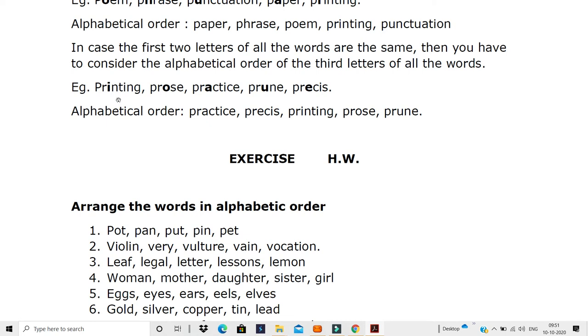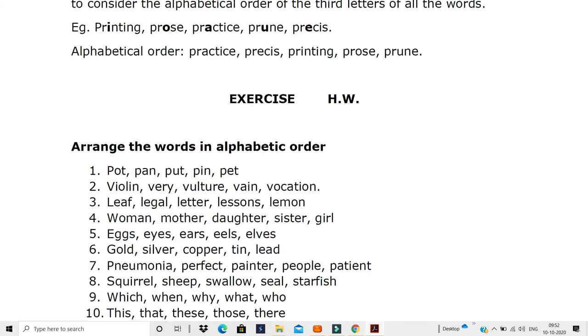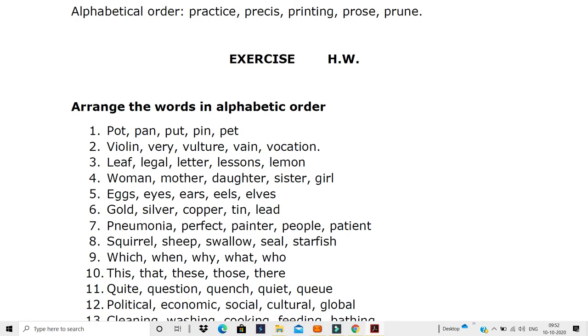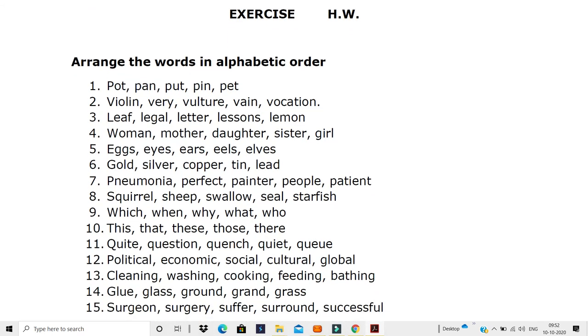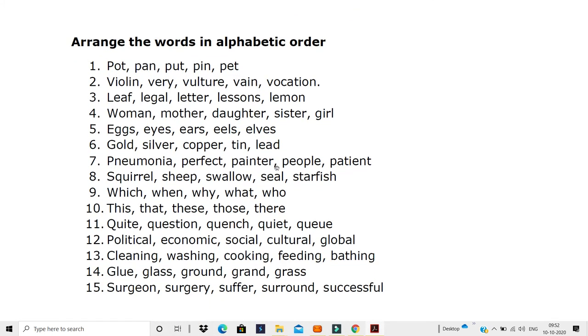Eyes, eggs, ears, eels, elves. Here the first alphabet is the same, so you consider the second alphabet. Gold, silver, copper, tin, lead. Here all are different, so you will look at the first alphabet. Here pneumonia, perfect, painter, people, patient. Here if you see this, they all start with the same alphabet. Okay, all start with P, but look at the second. Now this is starting with N, this is starting with E, this is starting with A, this is starting with E, and again A.